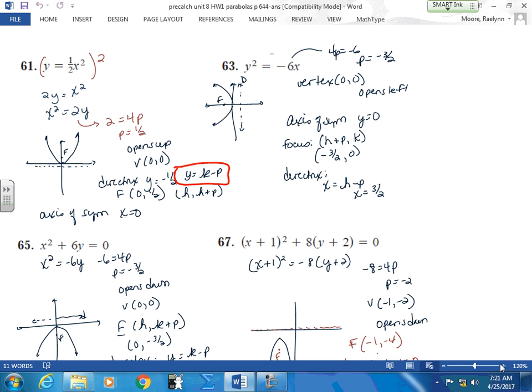And remember, the h is the x of the vertex. The k is the y of the vertex. Always, no matter which side it's on, those don't change. Keep the square on the left-hand side.